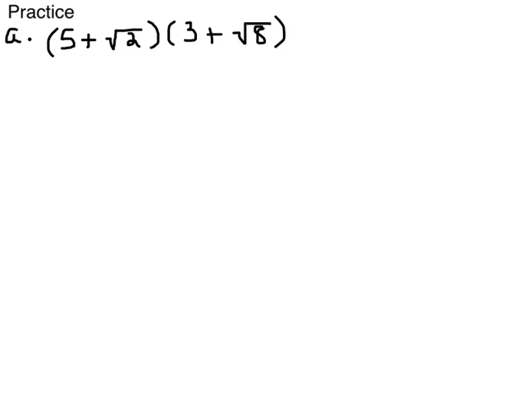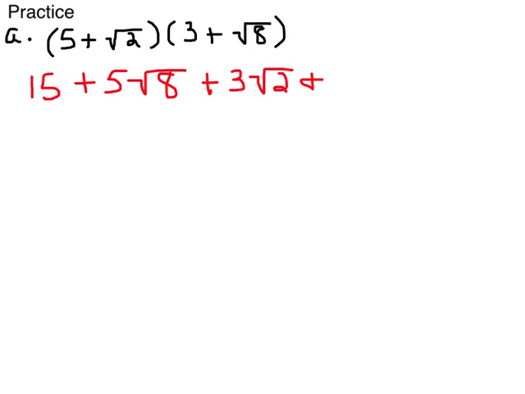Alright, I'm going to change my color here real quickly. Alright, so 5 times 3, first times first, that's 15. 5 times the square root of 8, and we know that we can break that down in just a minute. And then inside two terms would be 3 times the square root of 2 plus square root of 2 times square root of 8.